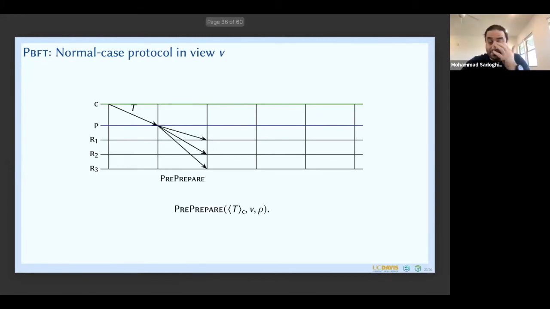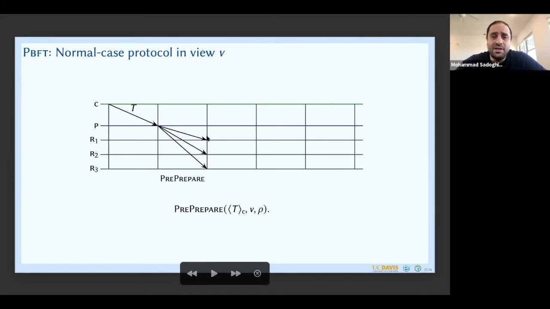So the authenticity of the transaction can be verified. What the primary does is initiate a phase called pre-prepare. What pre-prepare does is get that client request and send it to all replicas, along with the sequence number rho. It assigns a sequence number to it, and tells everyone, this is the transaction I got, and it should be done at sequence number rho, or sequence number 5, for example. So that's the first phase of PBFT.